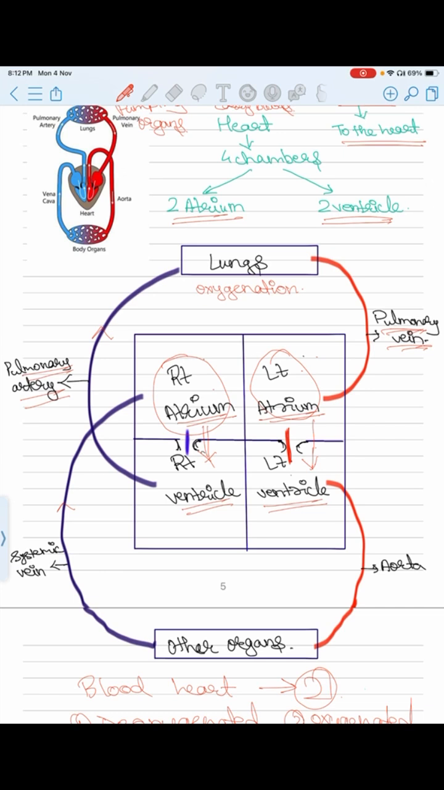So basically, we can divide this whole circulation mainly into two halves. First is this upper half, where the pulmonary artery carries the deoxygenated blood to the lungs and the lungs give the oxygenated blood to the heart. This part is the pulmonary circulation.